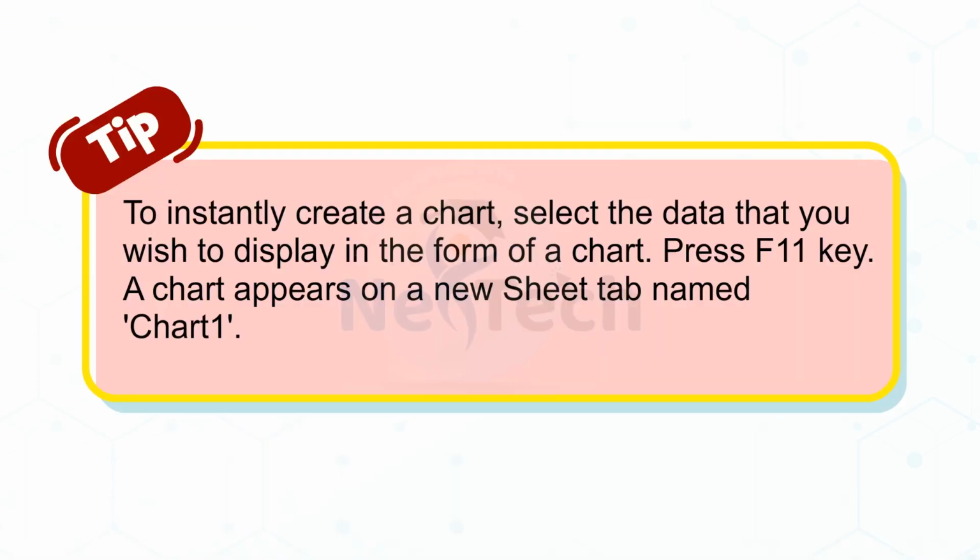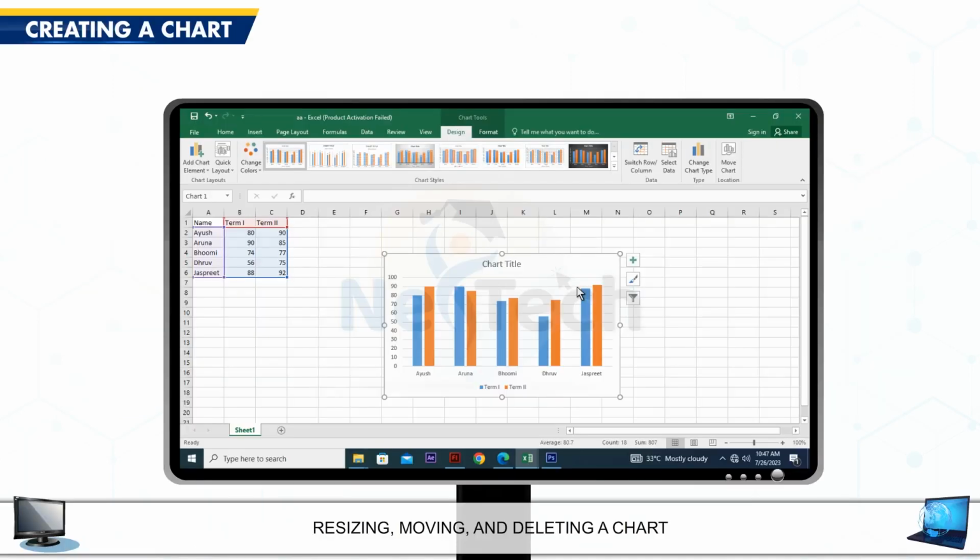Tip. To instantly create a chart, select the data that you wish to display in the form of a chart. Press the F11 key. A chart appears on a new sheet tab named Chart 1. Resizing, moving and deleting a chart.